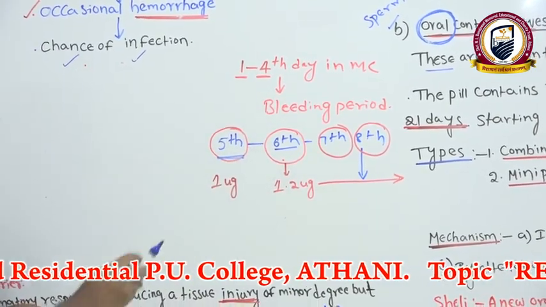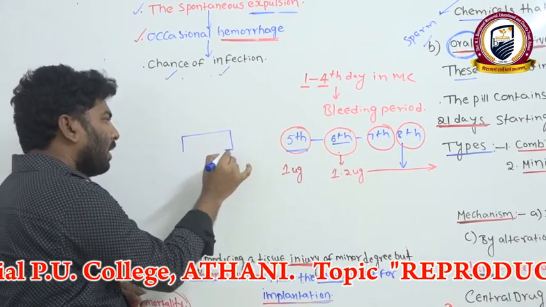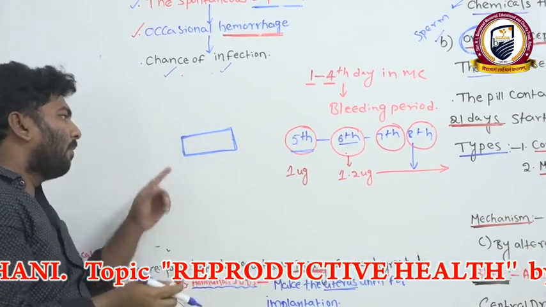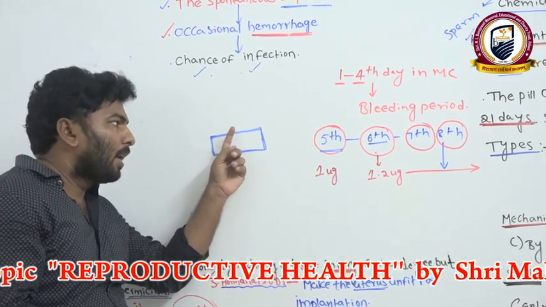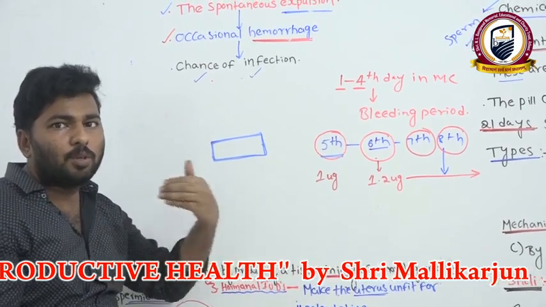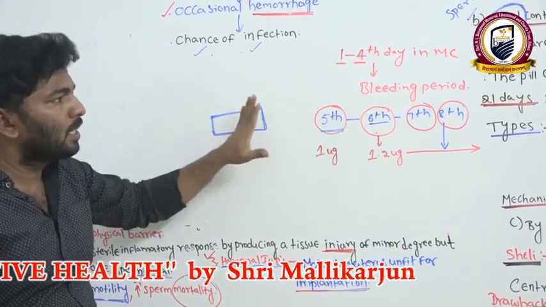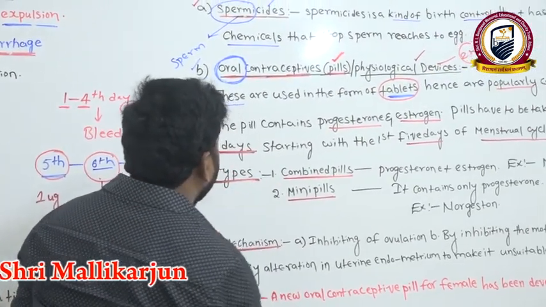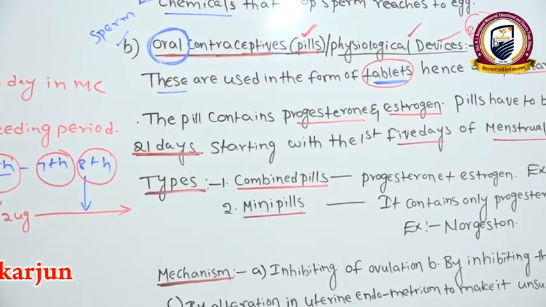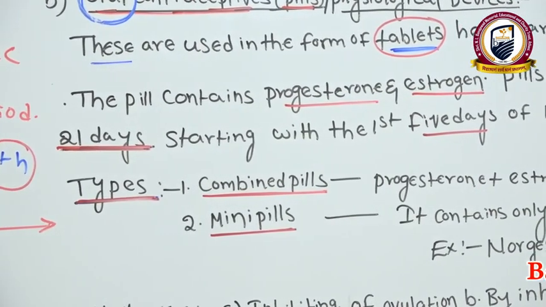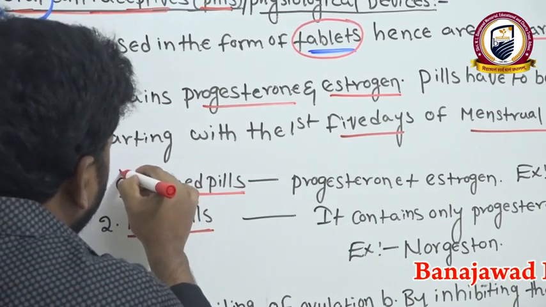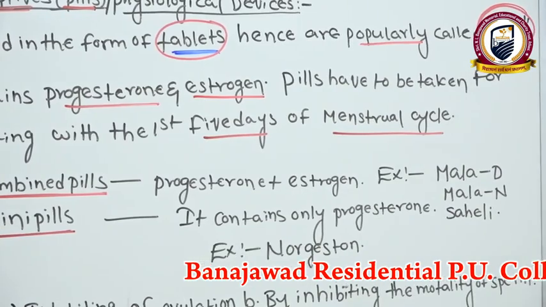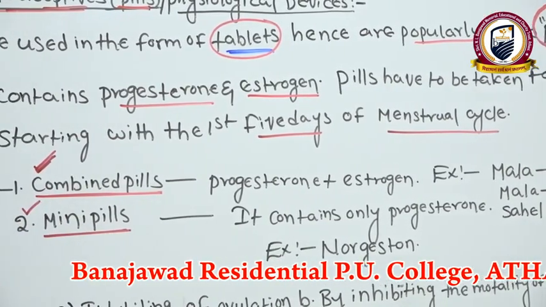Now, are you getting this one? It is available in strips. In the strip itself, they mention all the details: which day, which tablet we are going to take, how much dose it contains, how it is going to work. Everything is mentioned in the strip. Okay, now the next one, the types of these oral contraceptives. How many types are available in the market? Mainly two types: one is combined pills, the second one is mini pills.